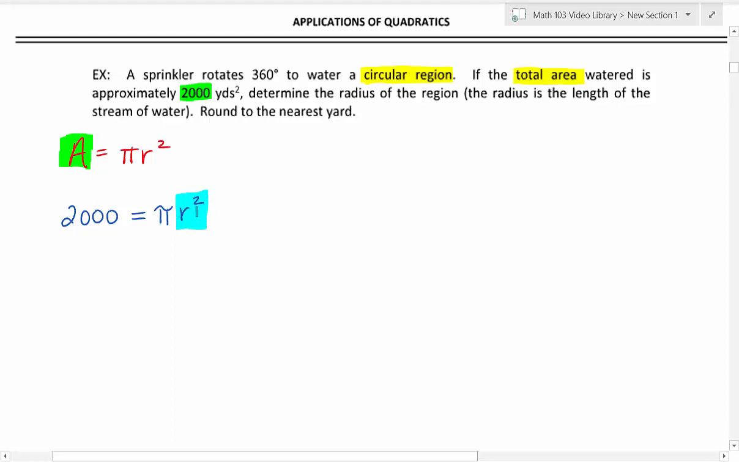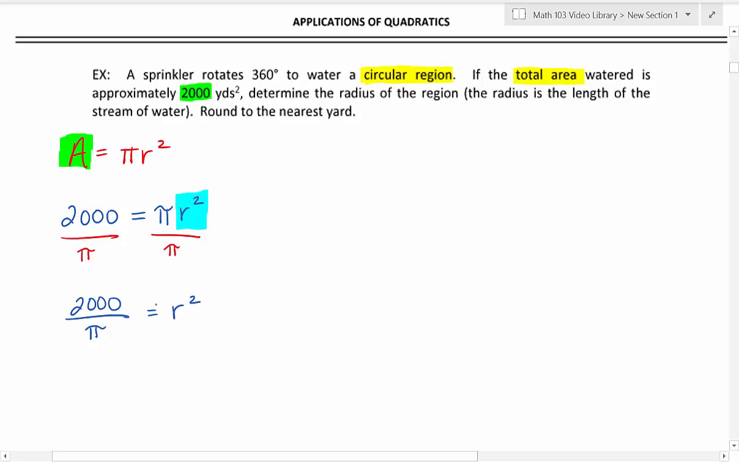Notice that in this equation we have a constant on the left side and a quadratic term on the right side. The easiest technique to solve a quadratic equation that has a quadratic term and a constant term but no linear term is square root property. What we need to do before we can apply square root property is isolate the variable being squared. So let's divide both sides by pi. Again, we're not going to type this into our calculator at this point. We're just going to keep the fraction 2,000 divided by pi. That's equal to r squared.